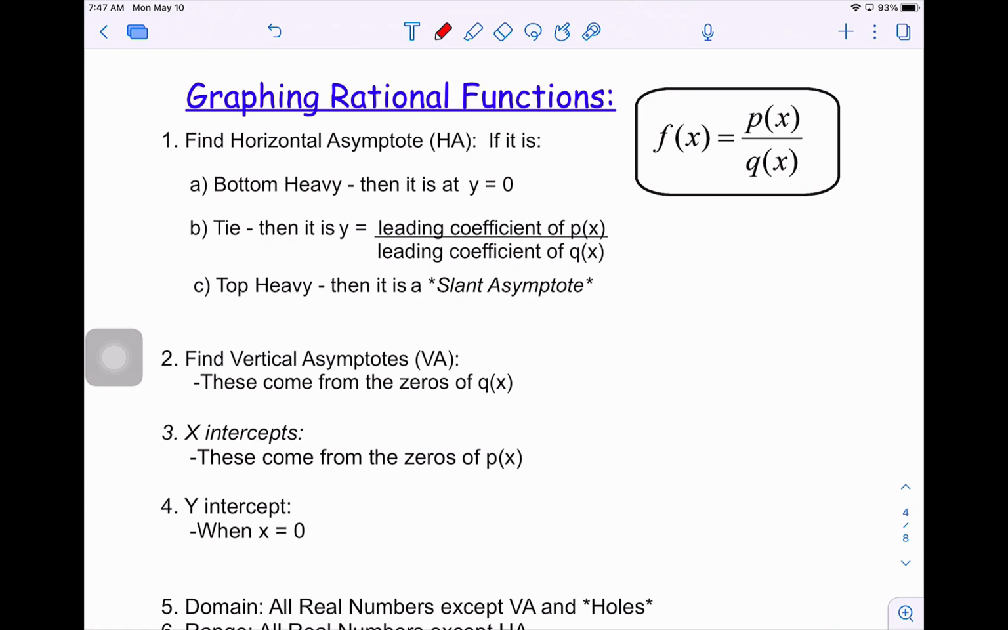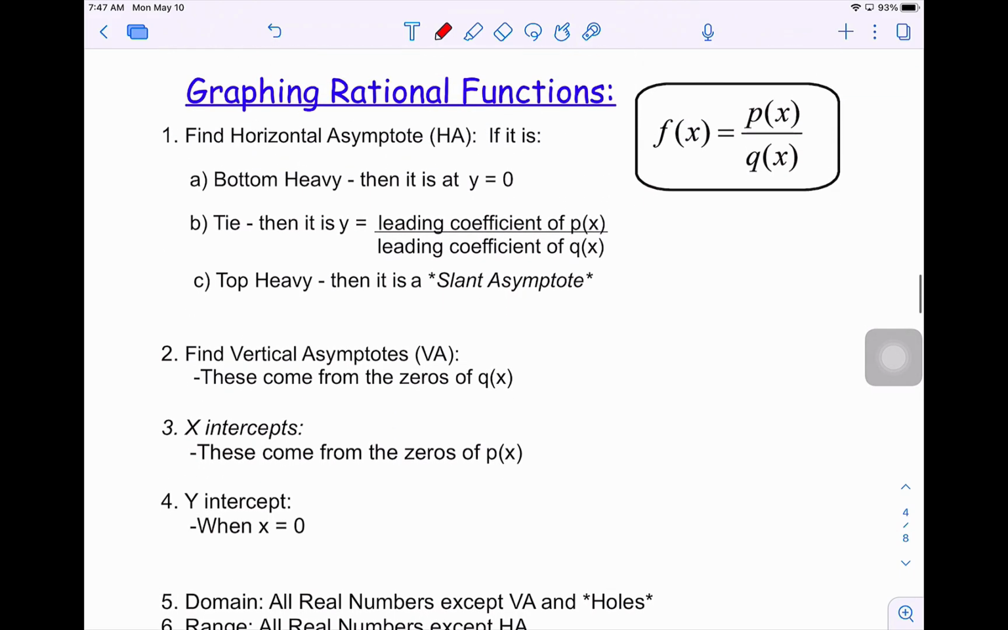If you notice, in part A here I say bottom heavy. What I'm looking at is the degree: what's the highest degree of each numerator and denominator? Bottom heavy means the degree of the denominator is bigger than the degree of the numerator. It's a higher power on the bottom. Therefore, your asymptote will be located at y equals 0.